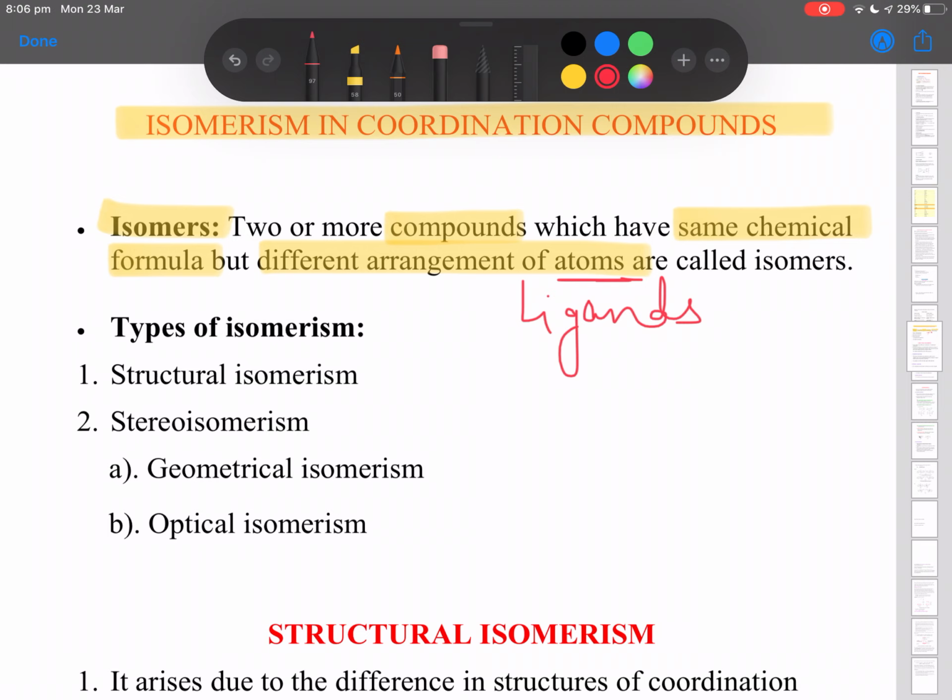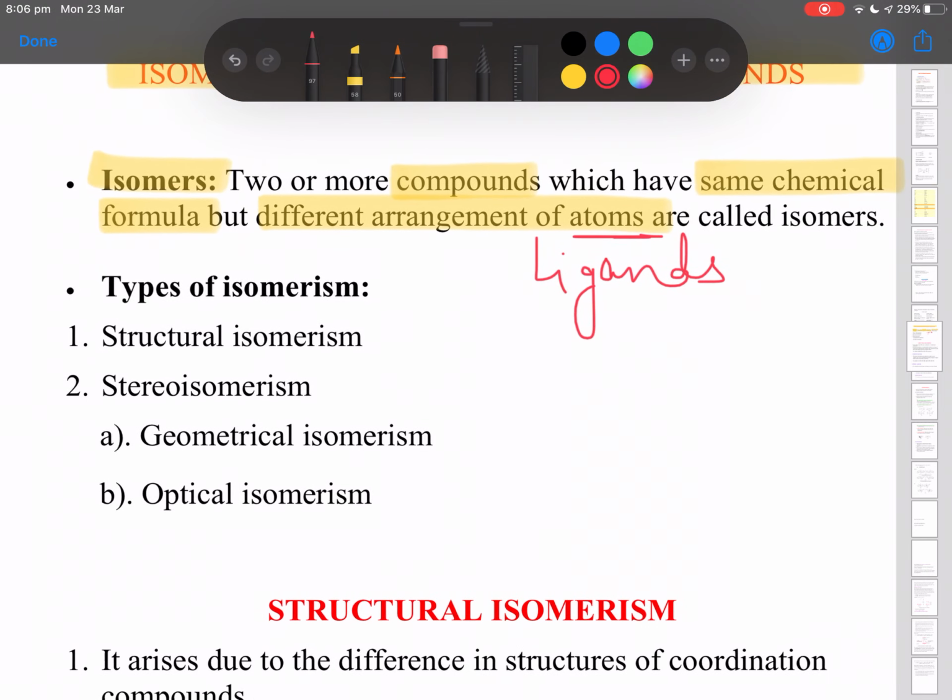Let us understand about the different types of isomerism which is exhibited by coordination compounds. The first one is structural isomerism, okay? And the second one is stereoisomerism. In this video, I'll be only talking about structural isomerism, and stereoisomerism, which is again subdivided as geometrical and optical, will be covered in the next video.